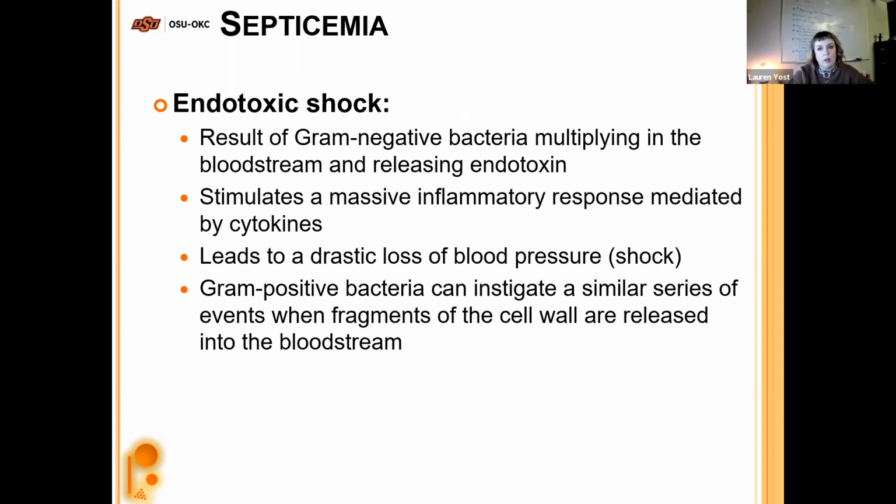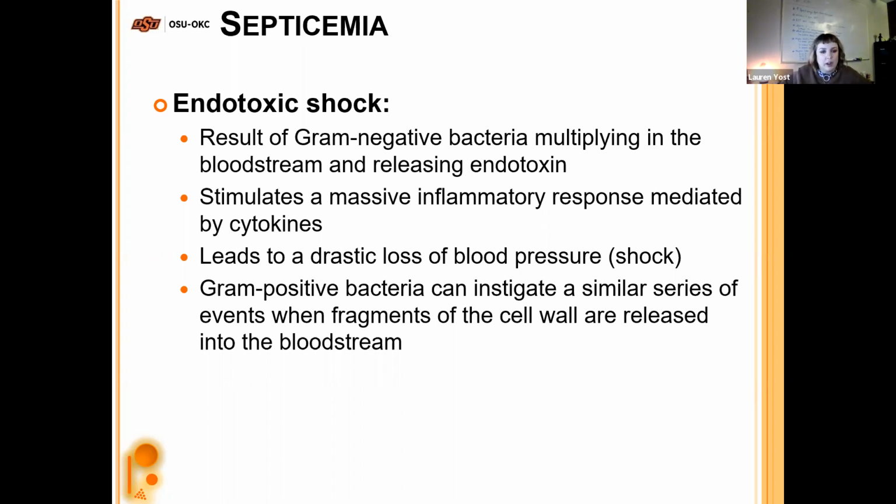This can be linked with endotoxic shock if you have an infection caused by gram-negative bacteria and they're releasing endotoxin. This will stimulate a massive inflammatory response that'll be mediated by cytokines. Just think of cytokines as being like messengers telling everybody to come to arms. This will lead to a drastic loss of blood pressure, again, leading to shock.